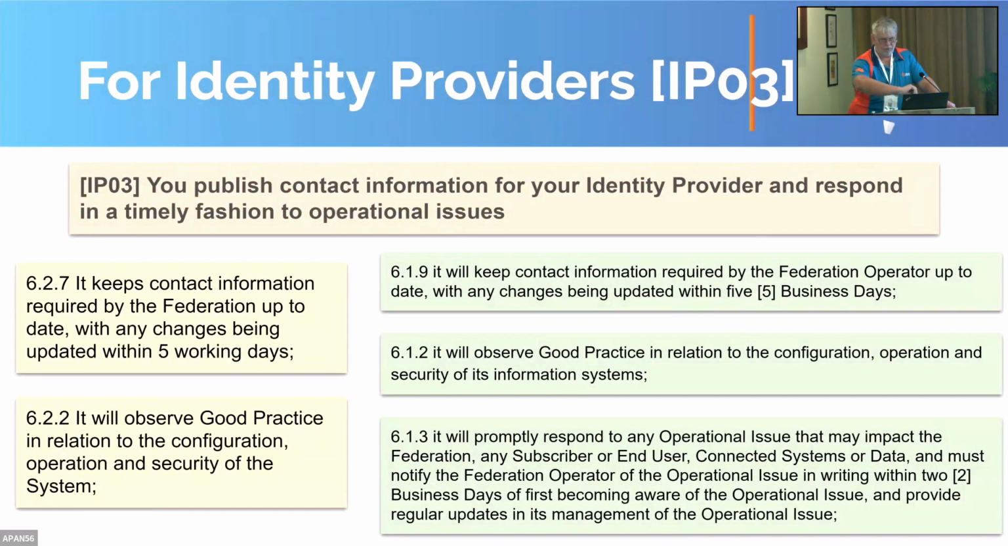Because I'm using this presentation with our existing IDP customers, we're taking what were our old Federation rules. So our old Federation rules are in yellow, and Rule 6.2.7 says it keeps contact information required by the Federation up to date and with changes being made within 5 working days. And that's how we're trying through policy to ensure that our contact information with our IDPs is up to date. That rule's actually changing.